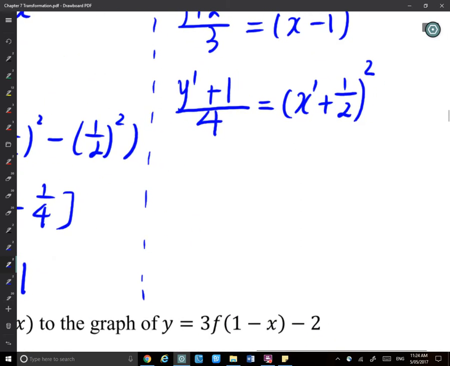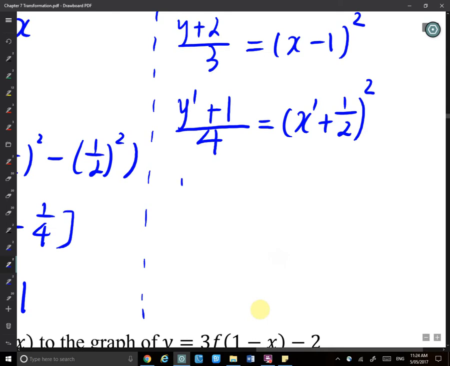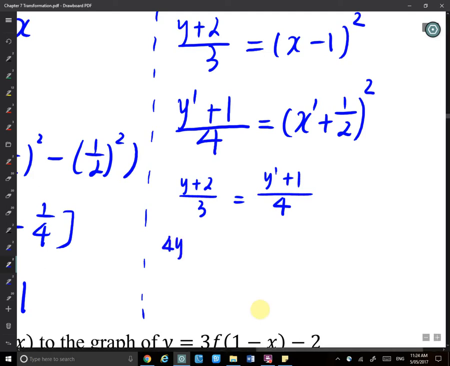Why have so little space? Now I can equalize both sides because there's a model, and the left hand side is all the coefficients and dilation factors. So I can have y plus 2 over 3 equals y dash plus 1 over 4. And I can times 4 on both sides. That's 4y plus 8 over 3 equals y dash plus 1.